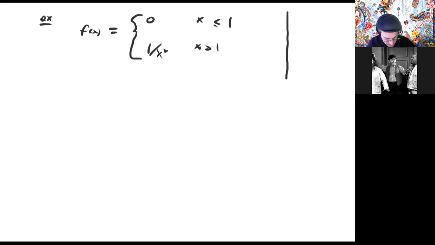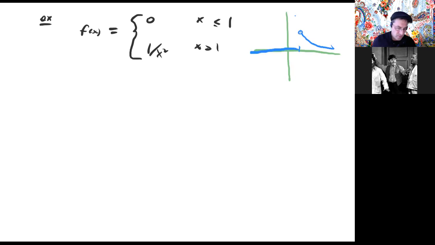So let me graph this. Here's a graph. So this is 1 over x squared. It's going to look like this for x bigger than or equal to 1. So it looks like this, and then it's got value 0 below that.